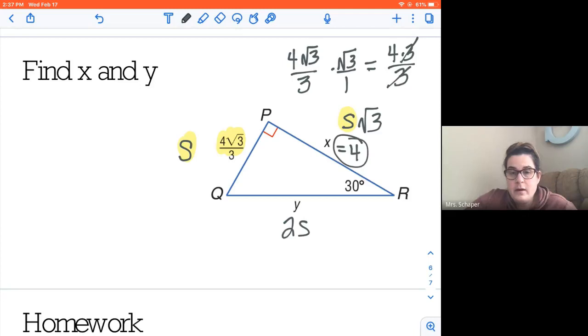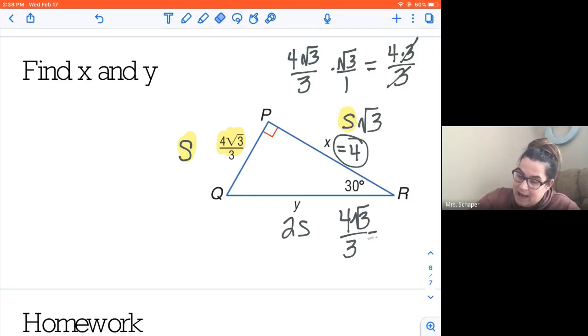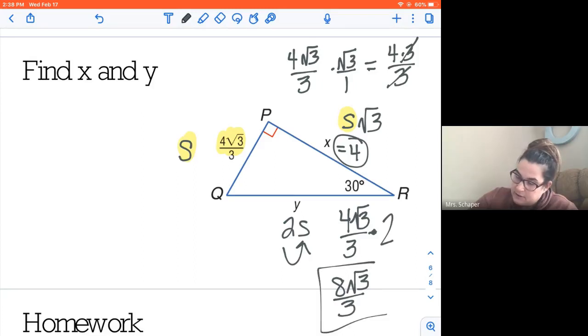And then Y is double S. So 4 square roots of 3 over 3 times 2. I'm doubling whatever S is. And so I'm going to end up with 8 square roots of 3 over 3. And there's my answer for Y. Okay. Simplest radical form.